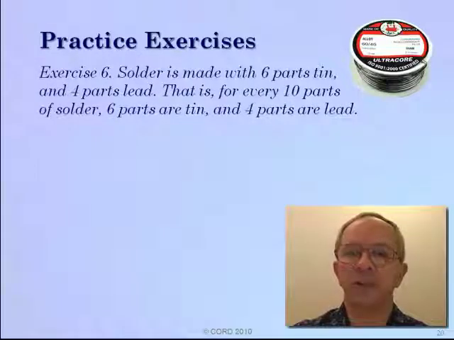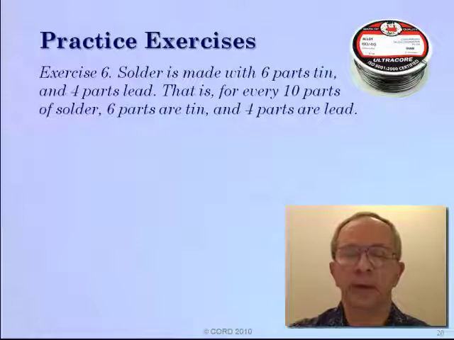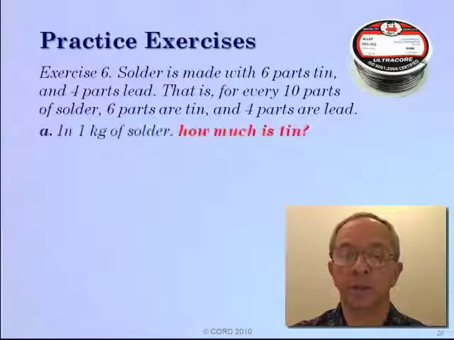Here's exercise 6. It asks you to look at some solder that's made of 6 parts tin and 4 parts lead. Very common percentage. And that is, for every 10 parts of solder total, there are 6 parts of tin and 4 parts of lead. So this is just like the figures that we saw earlier. You could draw yourself a box with 10 parts in it and color in 6 of them for the tin and 4 of them for the lead, and you'll be just like the previous exercise.